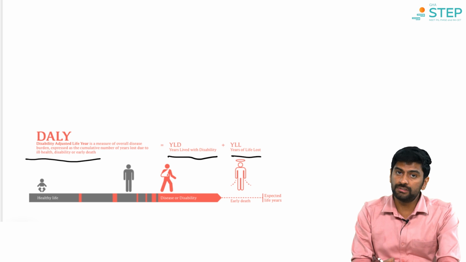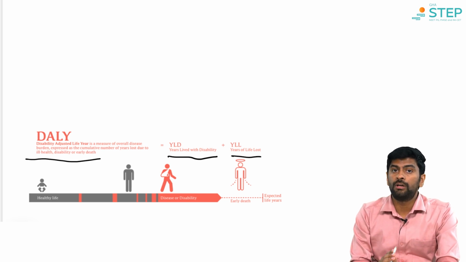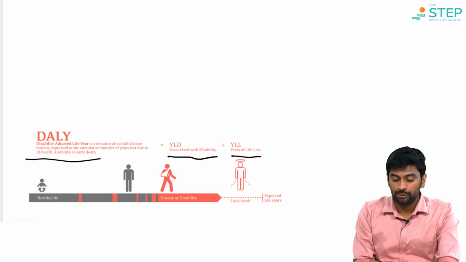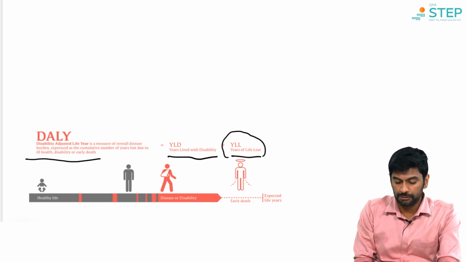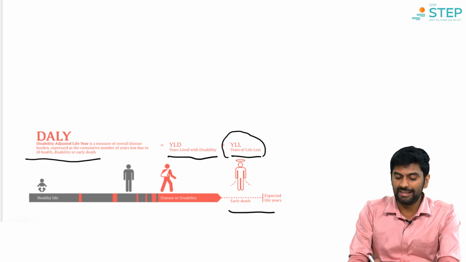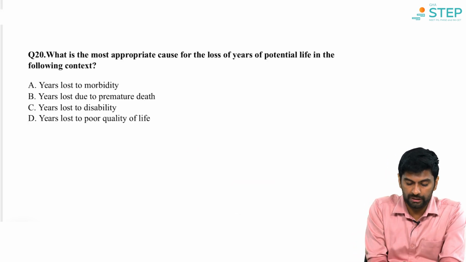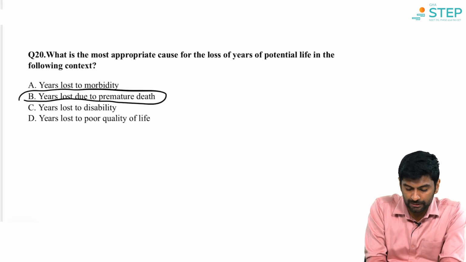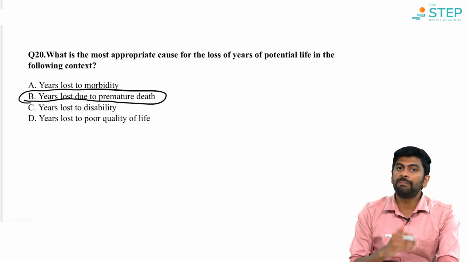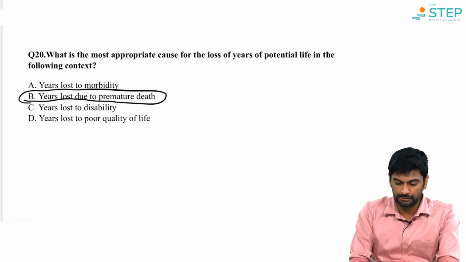Now, cardiovascular disease is the most serious cause of mortality across the world, accounting for almost 65% of deaths. So, it's years of life lost, which is basically a premature death, which is the major cause of DALYs. So, the answer here would be the years lost due to premature death, because the most common causes of death are the ones that cause premature death, which is cardiovascular diseases.